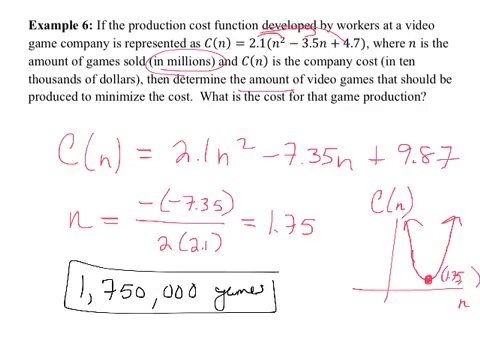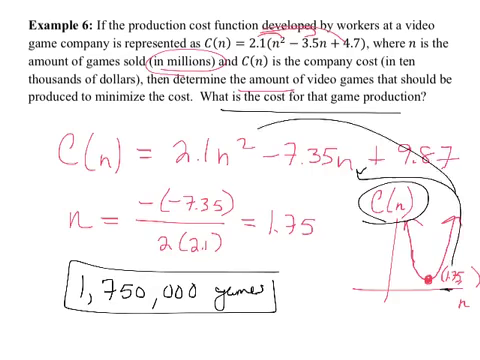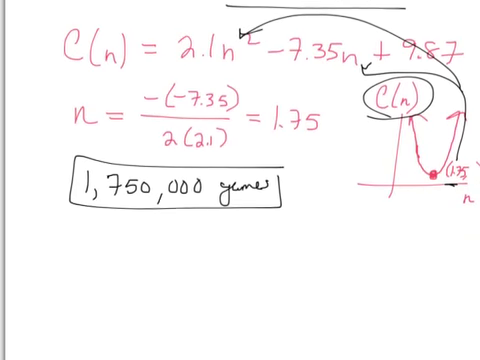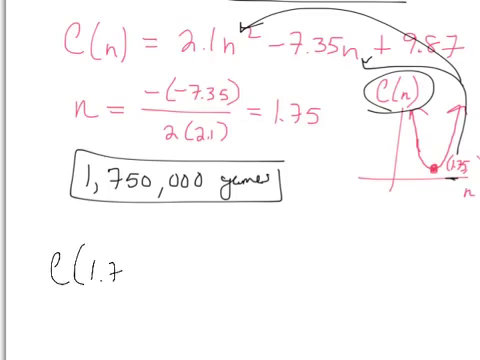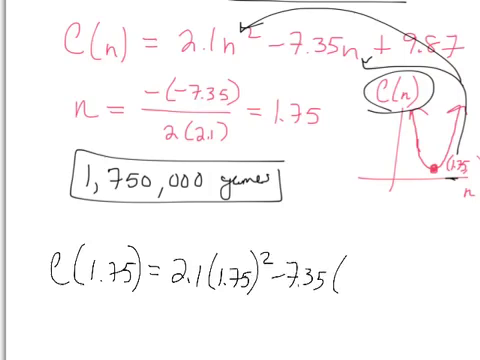That's the first part. But now we want to figure out what is the cost for that game production. The cost function, remember, is really the y value. So let's plug in x of 1.75, not 1.75 million, but just 1.75, which is my coordinate. Plug it in here and here to give me the y value. And what we get as a result after plugging this in is 3.43.